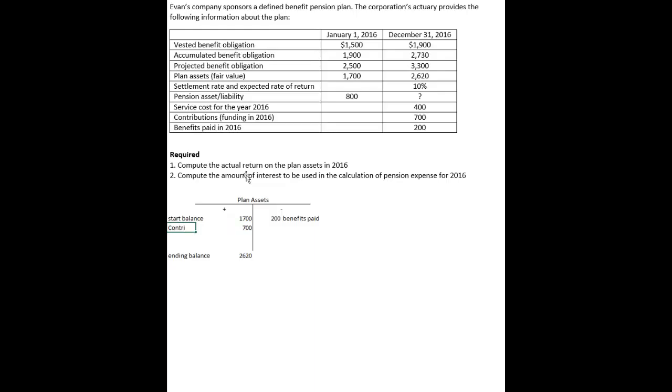And so it actually increases the plan assets, because the third-party administrator receives the cash and invests it in whatever investments they have. So now if we look at the balance before the ending balance, we started with 1700, we add 700 to it, we took away 200 for the benefits paid. So we have a difference between all of these changes and the ending balance of $420. Right? So the value went up $420 for some other reason. And so the difference between those two amounts, the $420, is the actual return on plan assets.